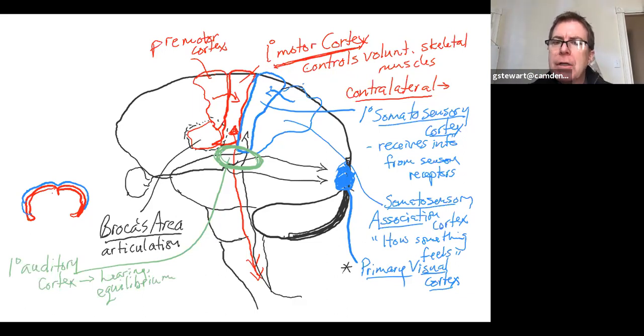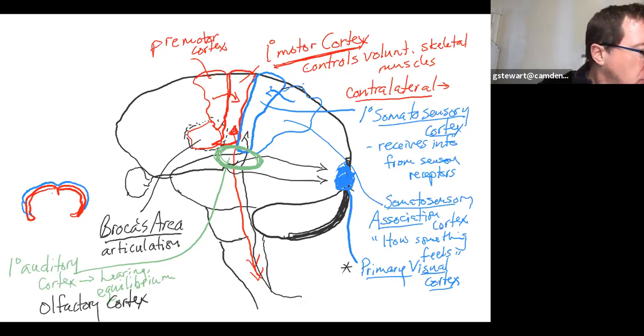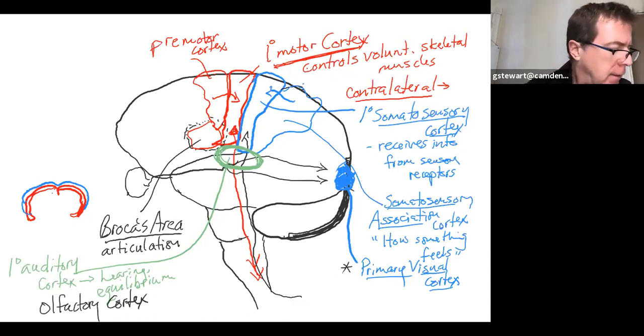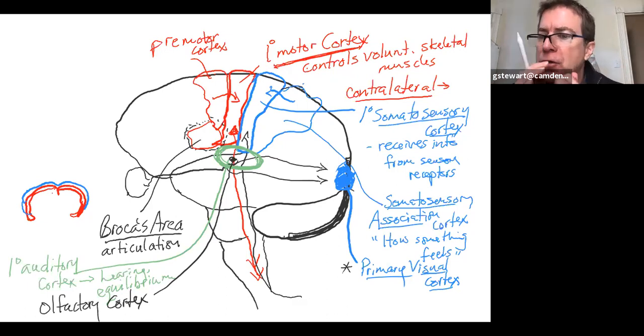The olfactory cortex is located also near that auditory region in the temporal lobe. So I'm going to just write that in black. I'm not even sure if your book shows it, I don't see it on the picture, but the olfactory cortex is also located in this area as well. So I'm just going to draw an area up here. That's just where we interpret what we're smelling.